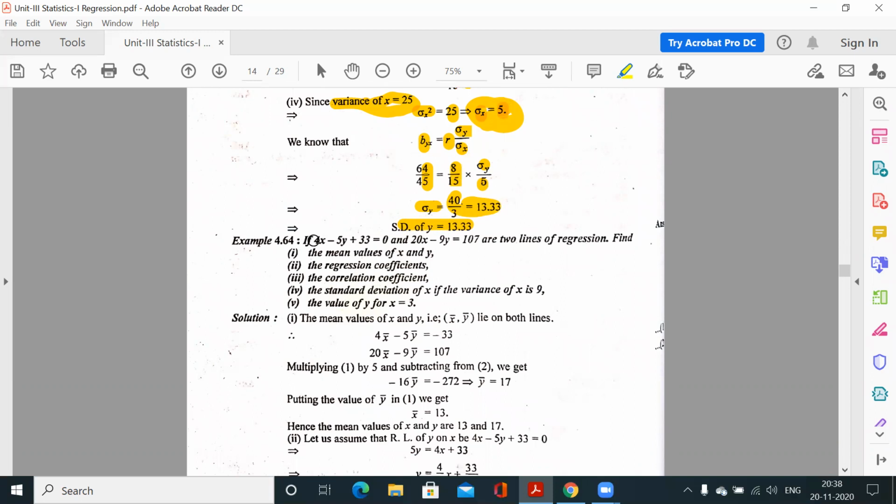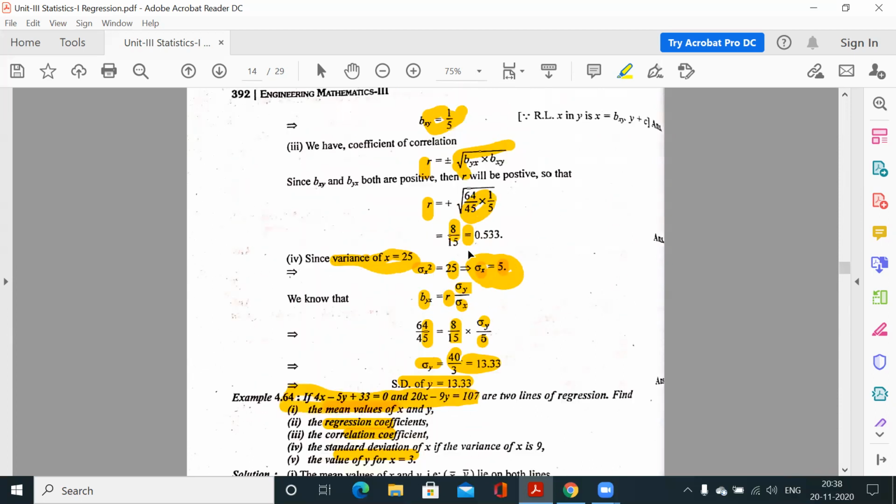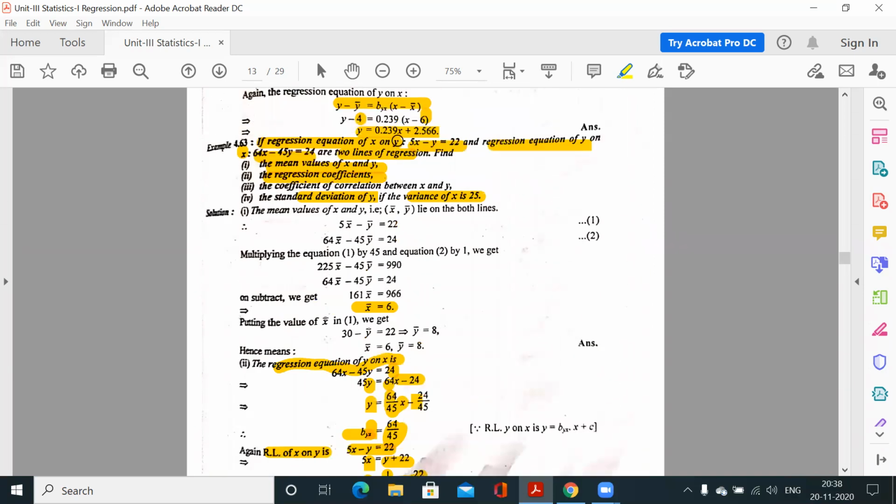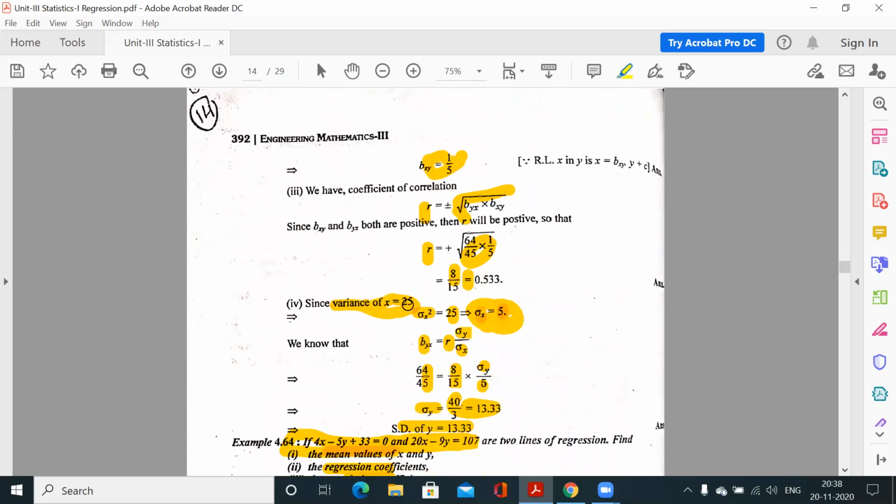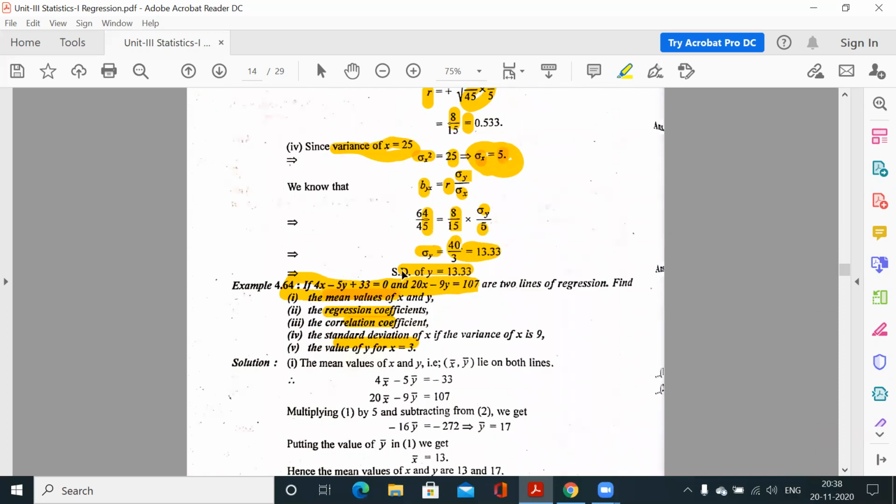Now the confusion is here. The same question is there, everything is the same. We have to find out the mean, the regression coefficient, the correlation coefficient, the standard deviation, but here they have not mentioned which equation is the y equation and which equation is the x equation. In that question, we knew what the regression equation of x was and what the regression equation of y was. But in this case, we don't know. These are two regression lines. We don't know which is the x equation and which is the y equation. So first we have to guess. This is the only solution we have. First we have to guess.